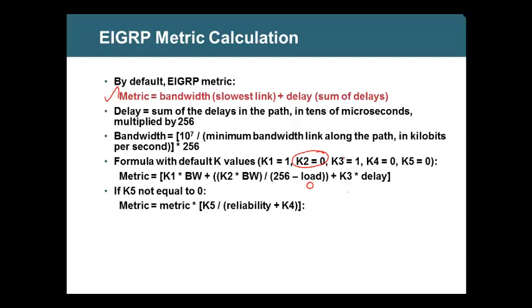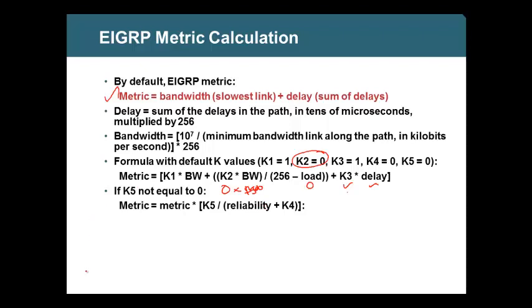K3 is 1. 1 into delay is delay. K2 is 0. 0 into bandwidth is 0. Bandwidth may be 1500 on the link.